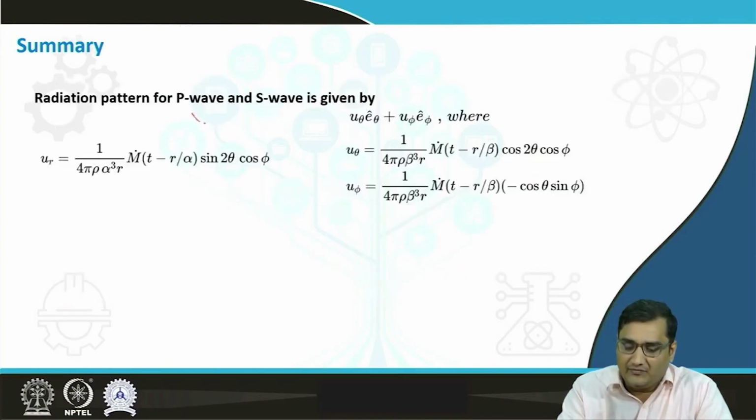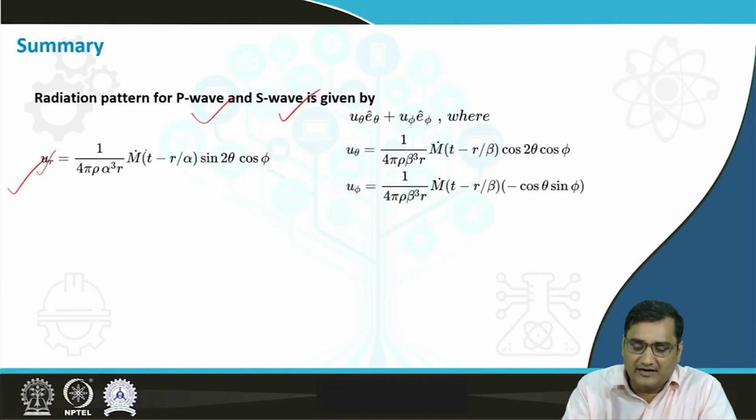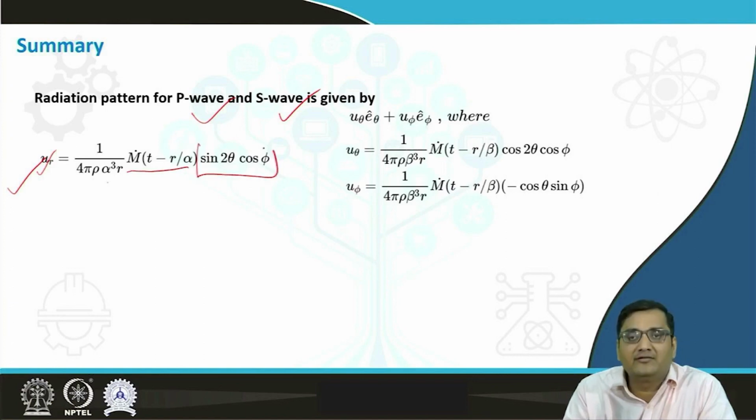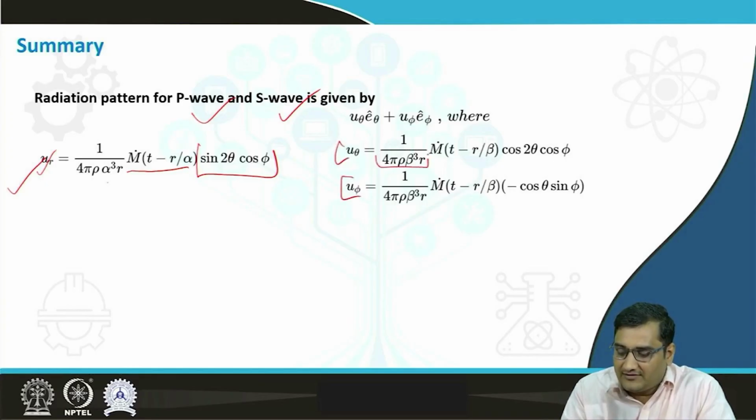The radiation pattern for the P wave and S wave can be represented by this expression and this expression. The amplitude in the radial direction can be written as 1 by 4 pi rho alpha cube r, that is inversely proportional to the distance. And there is this seismic moment rate function, and this is the radiation pattern sin 2 theta cos phi. And for the shear wave, it has u theta and u phi, and there is this amplitude term. This is the seismic moment rate function, and this is your radiation pattern. Similarly, for u phi, it is there.